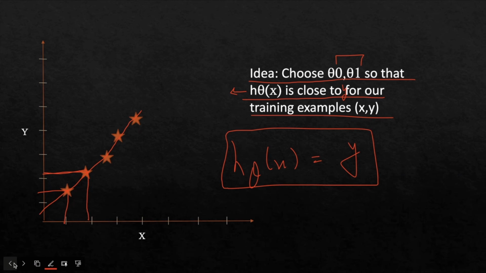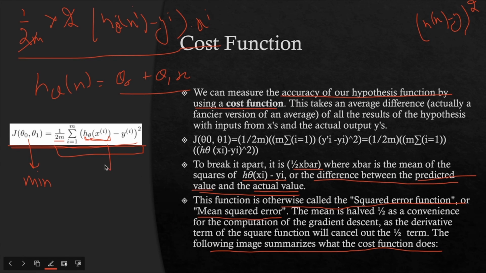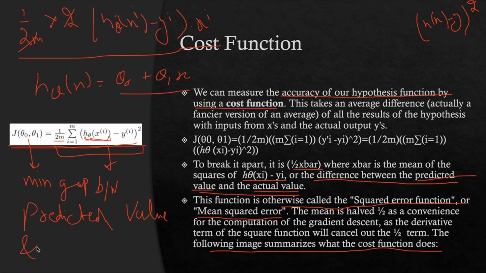So this is mainly the function of this cost function, to minimize the gap between the predicted value and actual value. So this is the main motive of our cost function.